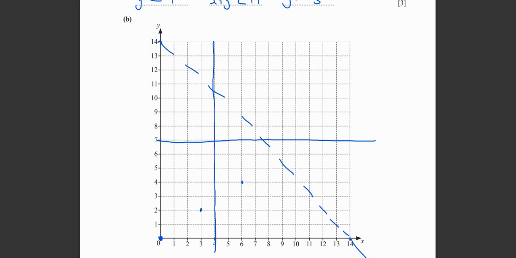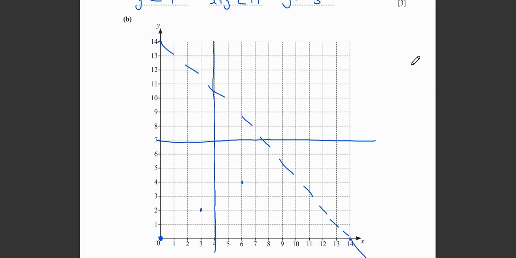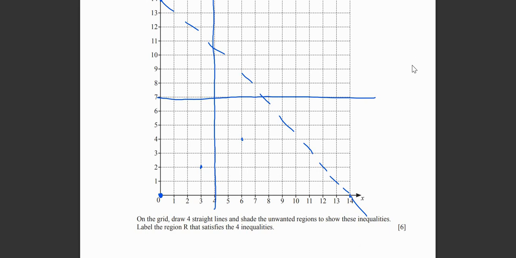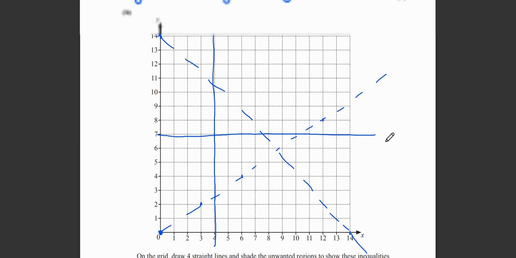And then when x is 12, 12 divided by 3 is 4, 2 fours are 8, so (12, 8) is over there. So you will make a shaded line like this. Okay, now it says on the grid draw 4 straight lines and shade the unwanted region to show these inequalities. Label the region R.